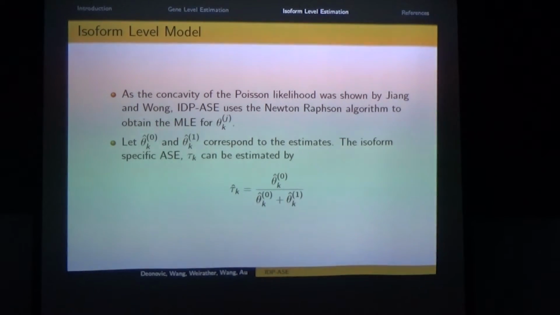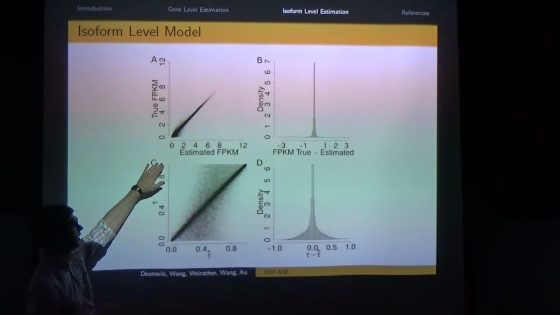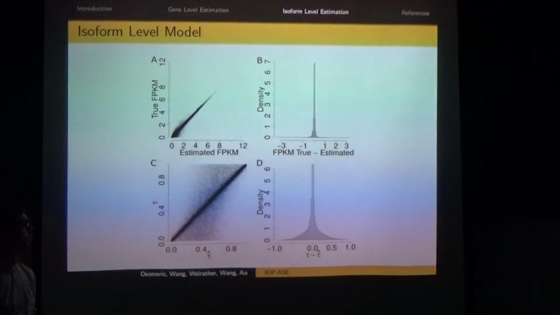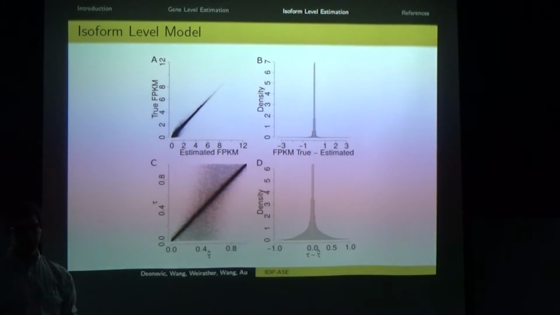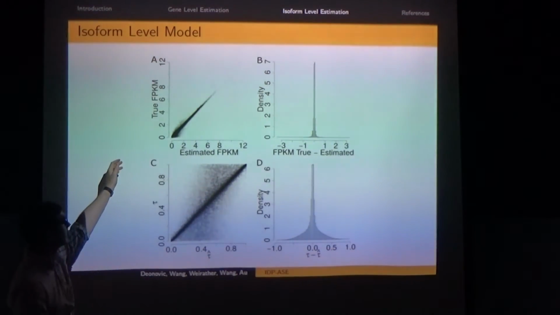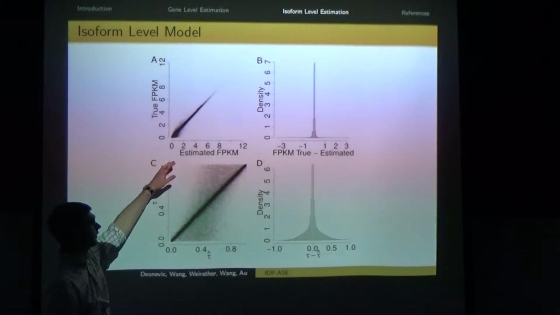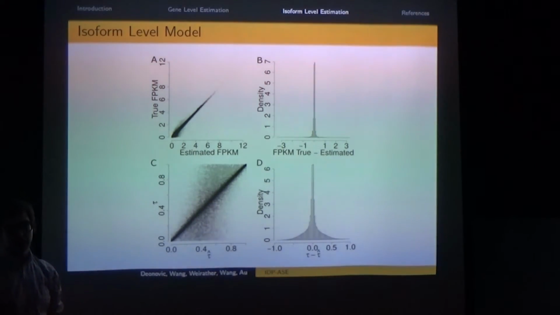Next, we'll look at a simulation to evaluate the performance of our gene isoform level model, and then finally we'll look at a few examples that showcase our model. So here's a simulation where we have simulated the theta_k values to see how well our model performs when there's no allele-specific expression. So here we have the true value of the FPKM, that's the theta_k, and the estimated FPKM. You can see there's very high correlation, indicating that our model is able to recover the simulated value.